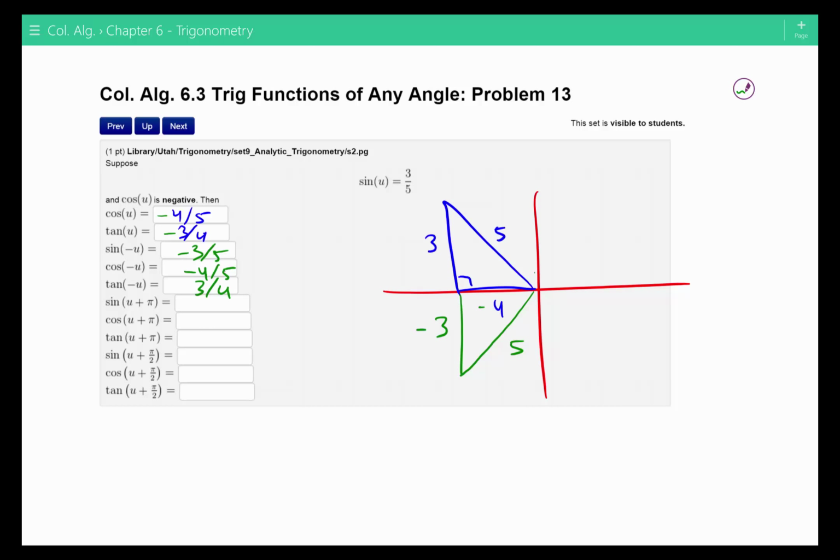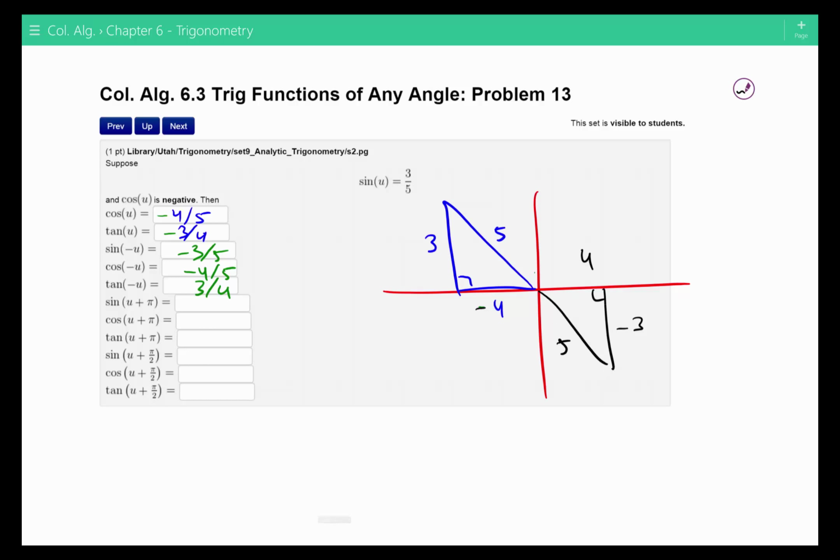Okay, the next problem then wants me to take my original angle u, which is the blue one, and add pi to it. So let me get rid of this one. I'm going to add pi now to this angle. Now adding pi brings you around 180 degrees, so you're going to be exactly down here. Make a straight line basically with your hypotenuse of your original triangle. And then this would be the 3, this would be the 4. Now this is negative. This would be the 5.